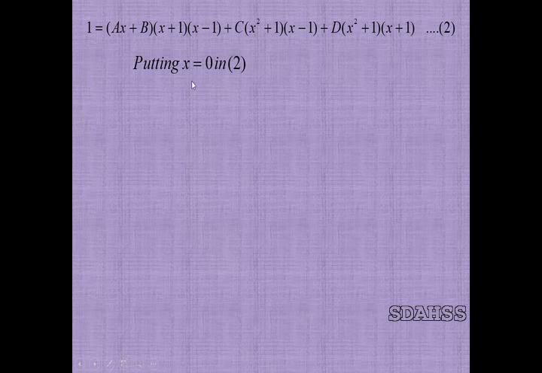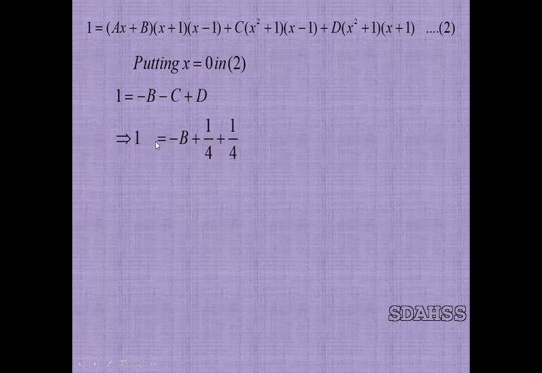Now substitute x is equal to 0 in the second equation, so you will get 1 is equal to b. Here substitute 0, here also you have to substitute 0, so you will get minus b minus c plus d is equal to 1. Then 1 is equal to minus b, substitute c is equal to minus 1 by 4, then it becomes positive plus 1 by 4. Here also substitute d is equal to 1 by 4, so you will get 1 is equal to minus b plus 1 by 4 plus 1 by 4.